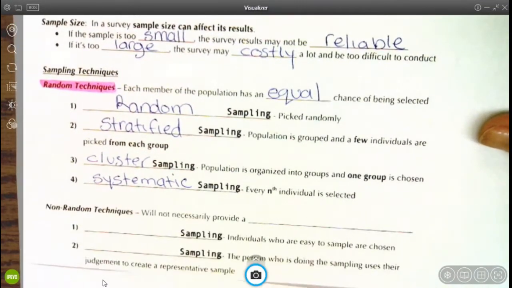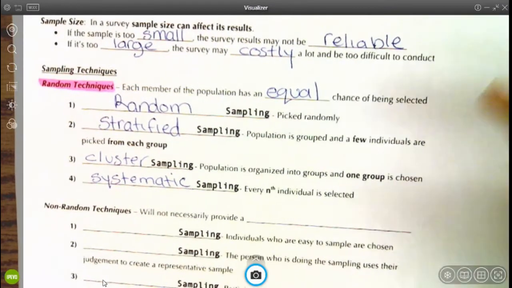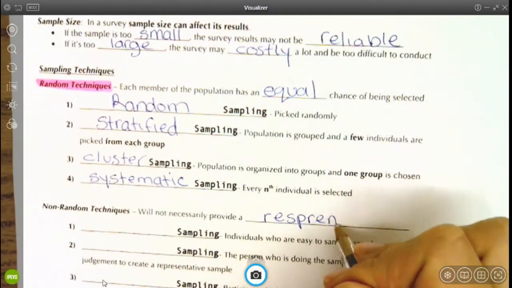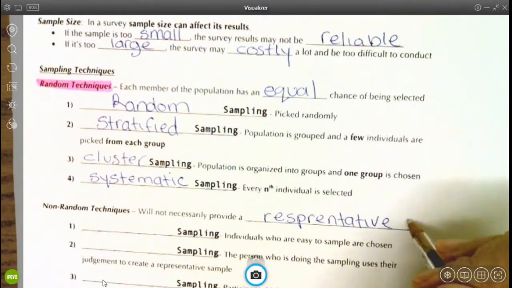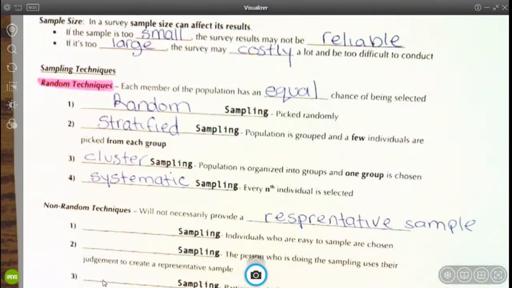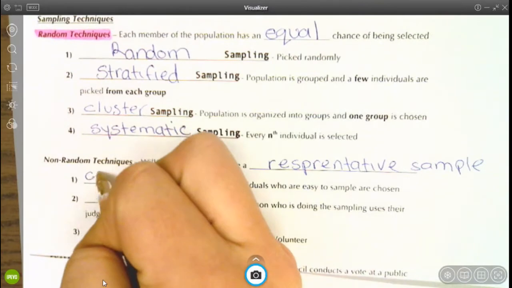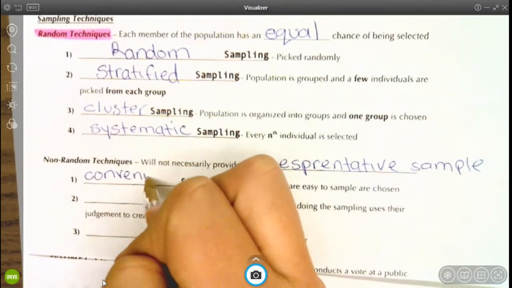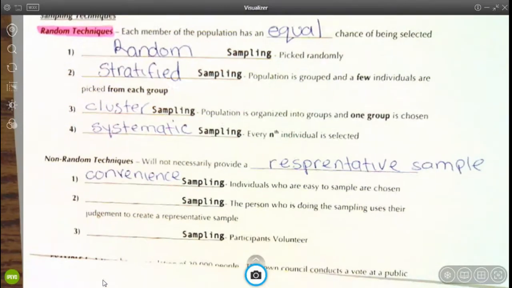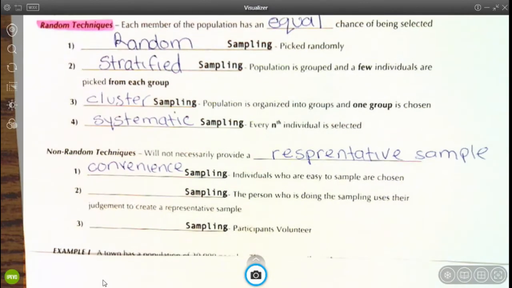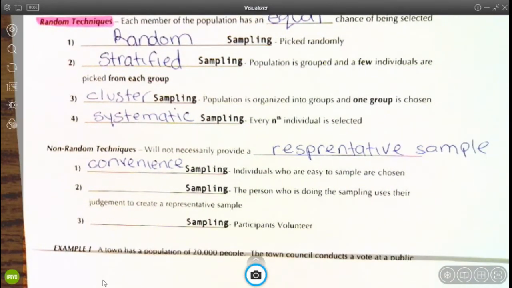Then we have non-random techniques. And non-random techniques you have to be careful with because they do not always provide a representative sample. Okay, they can often lead to bias because they are not random. So our first example of that is convenience sampling, and it's exactly what it sounds like. It is convenient. So any individual that is easy to sample, you survey. Although it's convenient, it's not always representative of the population.